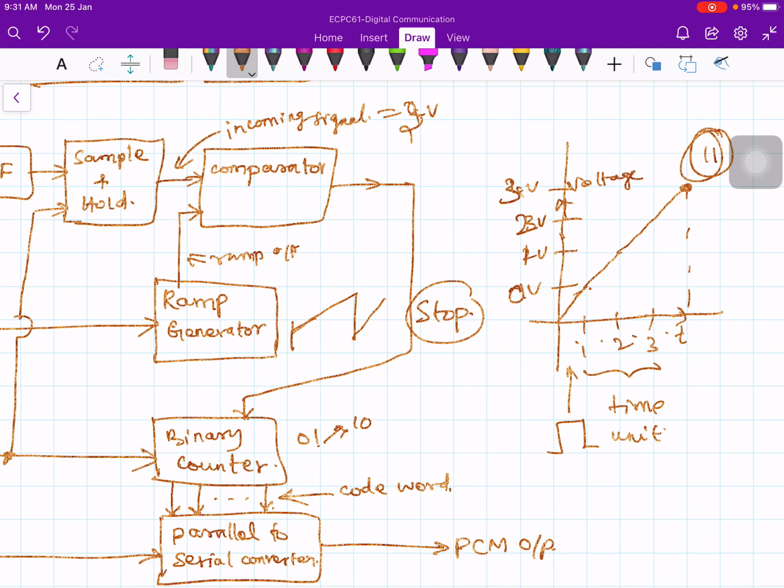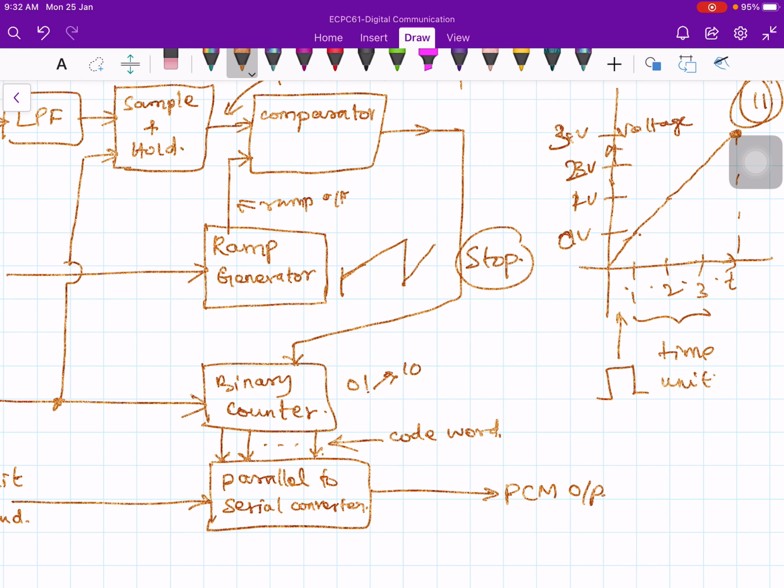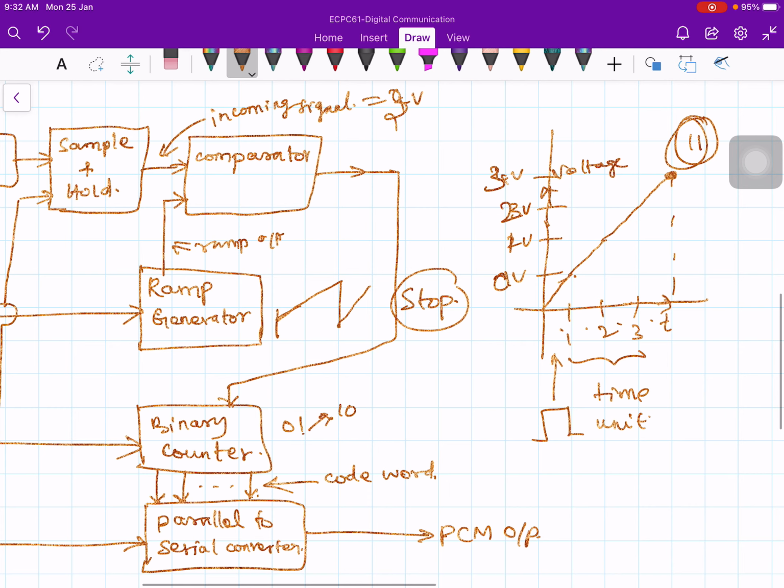The binary counter is counting from 0 onwards. It starts from 0, 0, 0, 1, 1, 0, 1, 1 like that. And at that moment, this level is exceeded. The counter is made to stop counting. The binary counter is made to stop counting. And the output of the counter now represents this 1, 1 level.